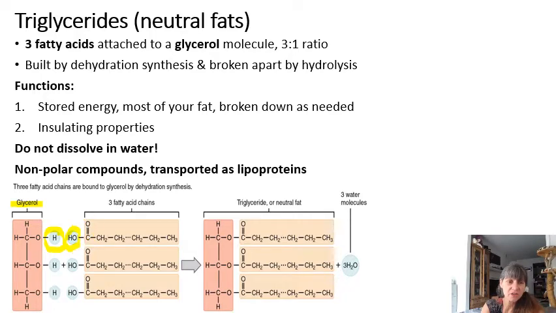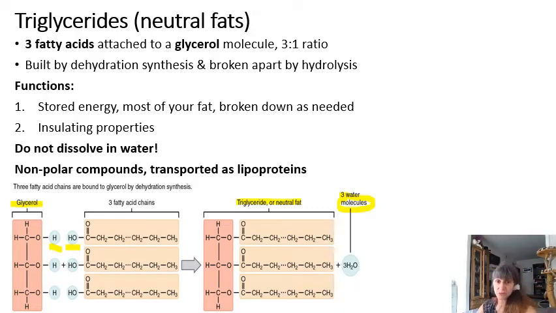So in order to attach these glycerol molecules to 3 fatty acids, that's where we get triglycerides, 3 fatty acids attached to the glycerol. We take away the hydrogen and the oxygen for each of these 3 sites, and that is going to form a triglyceride and 3 molecules of water. It's put together by way of dehydration synthesis.